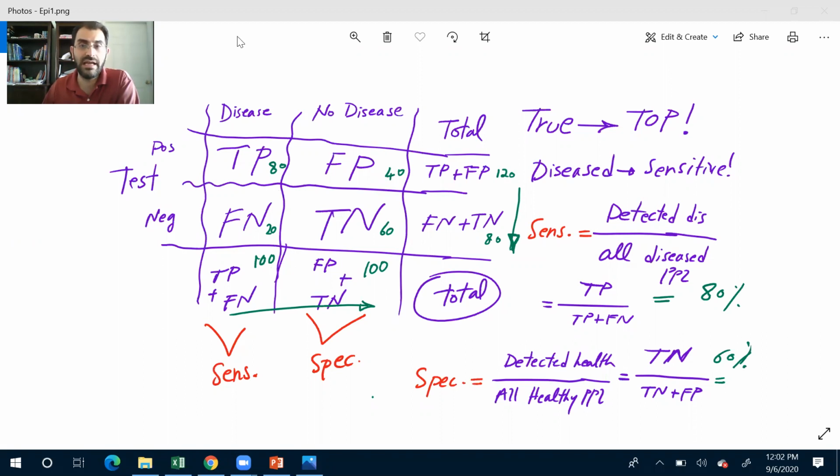Based on this table, how much is the sensitivity of this test?